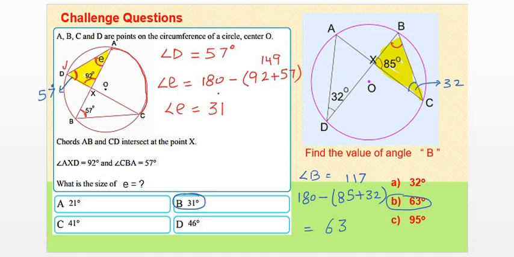Okay, if I know this is 57, the rest of the steps are very easy. How do we find the third angle in any triangle? We subtract the sum of these two, 92 and 57, from 180 to know the value of angle E. So it will become 31.